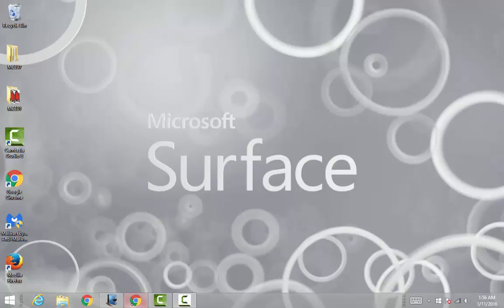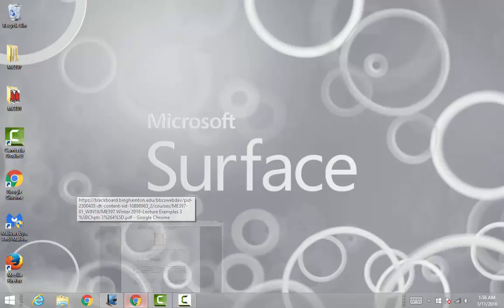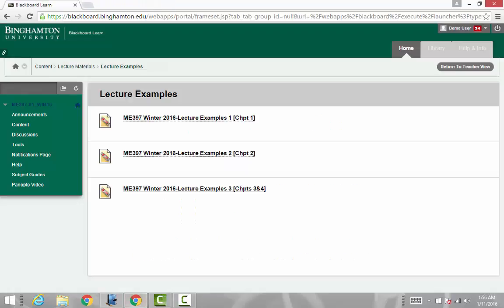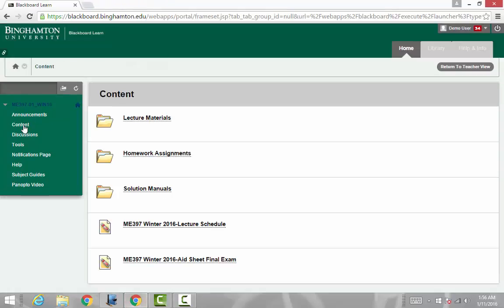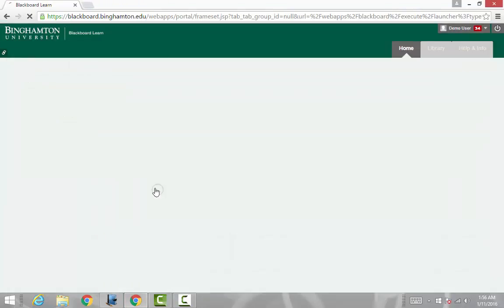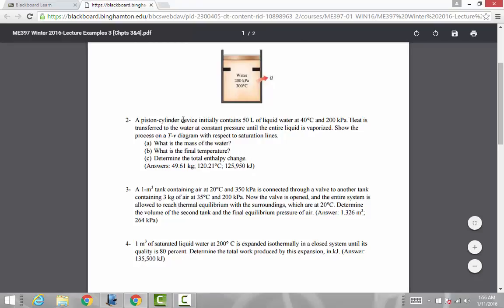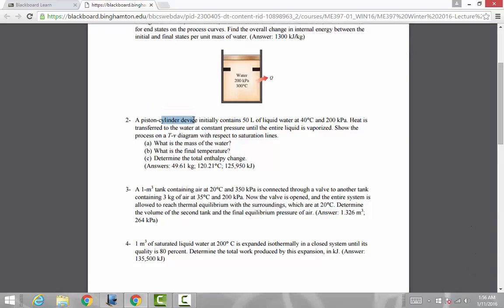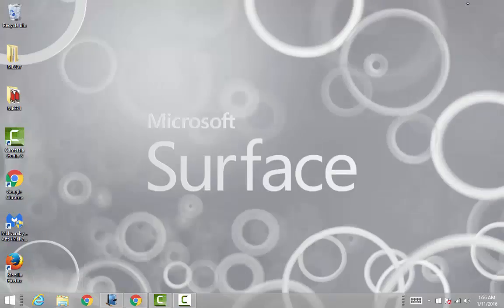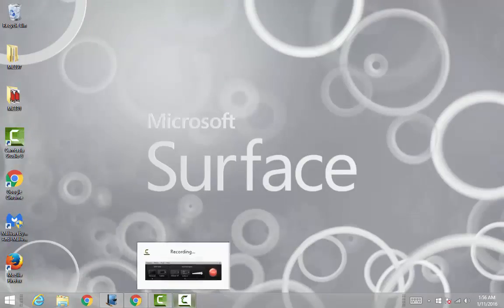And I'm going to solve the second example for you here in Blackboard. So in content, lecture material, lecture examples, number 3. Here I'm going to solve the second one, number 2 for you, a piston cylinder device. And please keep this in front of you on your screen because I'm going to refer to some information and numbers which are provided in the text.